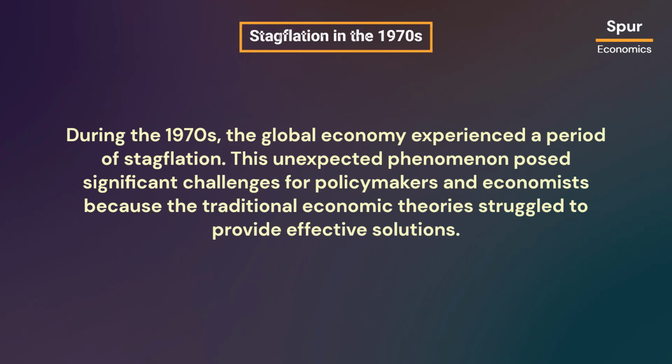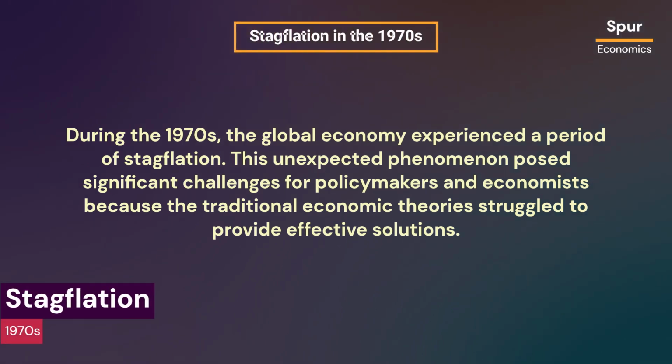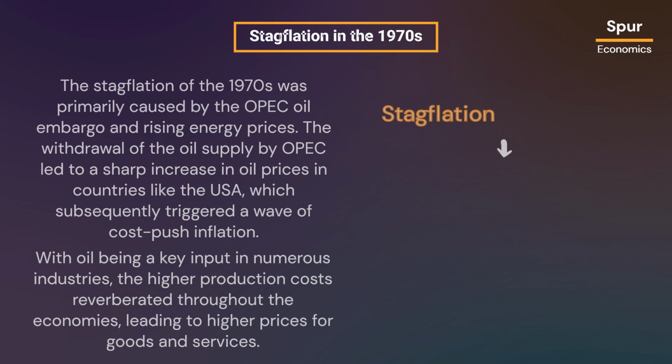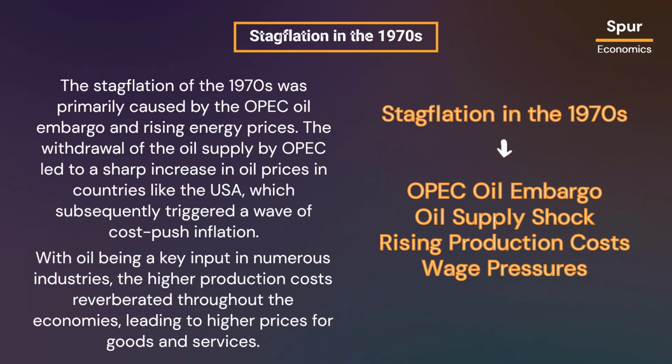During the 1970s, the global economy experienced a period of stagflation. This unexpected phenomenon posed significant challenges for policymakers and economists because the traditional economic theories struggled to provide effective solutions. The stagflation of the 1970s was primarily caused by the OPEC oil embargo and rising energy prices.